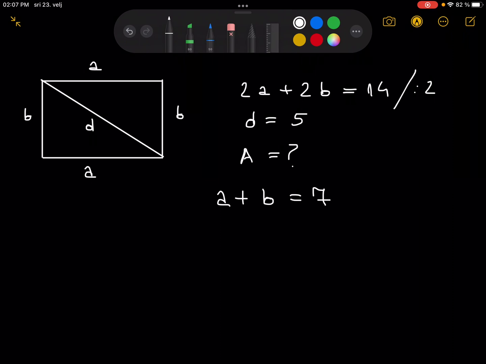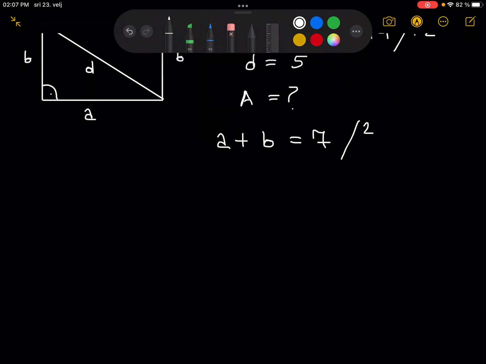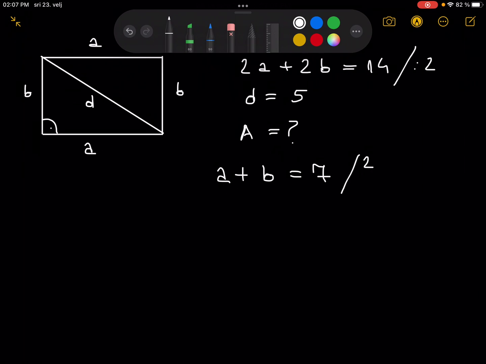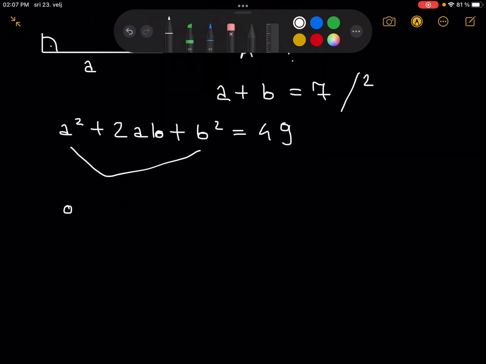And the diagonal of a rectangle is simply equal to the square root of A squared plus B squared. So I'm going to go ahead and square both sides, and that will give me that A squared plus 2AB plus B squared is equal to 49. And A squared plus B squared is actually equal to D squared, so I'm going to rewrite it: D squared plus 2AB is equal to 49.